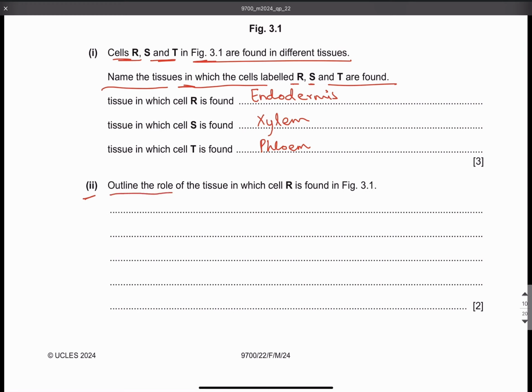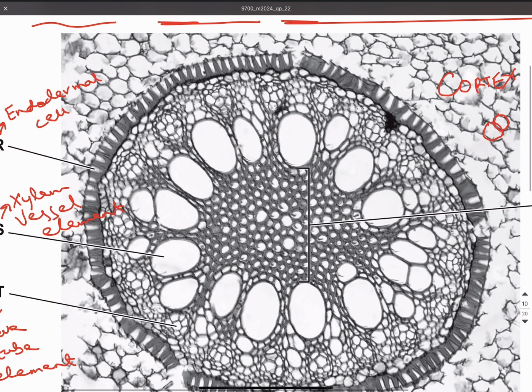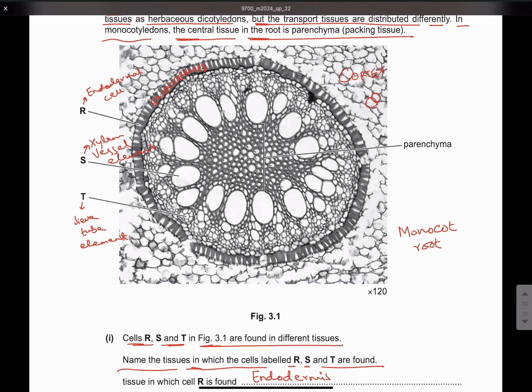Part 2. Outline the role of tissue in which cell R is found in figure 3.1. So basically they want to know the role of the tissue in which cell R is found. Cell R is found in the endodermis, right? And they're asking us to state the role of endodermis. So you all know that endodermis has passive cells which have Casparian strip, and that Casparian strip blocks the apoplastic pathway. So that apoplastic pathway is converted to symplastic pathway. The cell wall to cell wall pathway is converted to cell pathway, right? This is the purpose of endodermis.